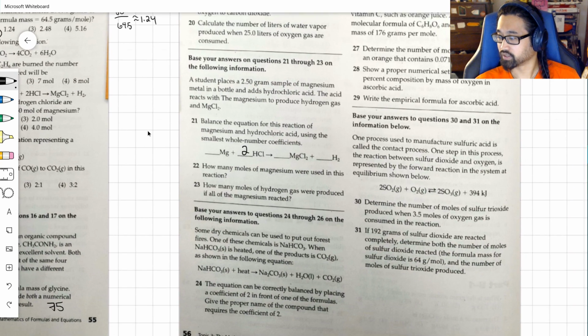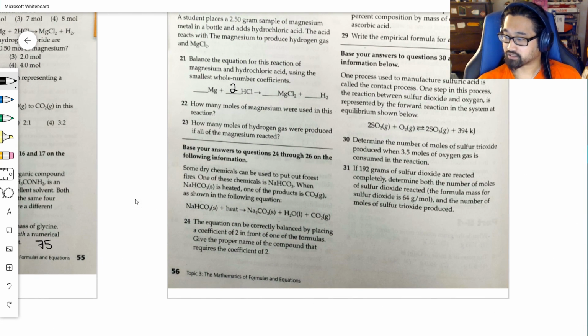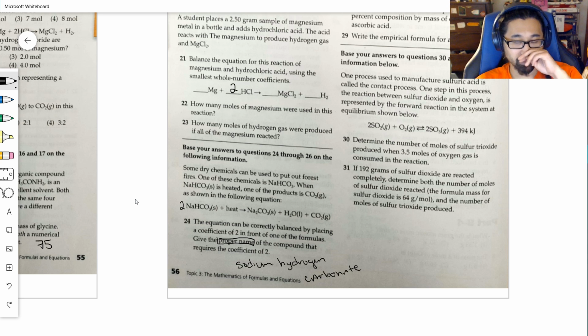There we go. Number 24. The equation can be correctly balanced by placing coefficient 2 in front of one of the formulas. That was actually this one. But it says give the proper name. So give the name of that. It's sodium hydrogen carbonate. Sodium because Na, and then HCO3 is one of our special polyatomic ions.